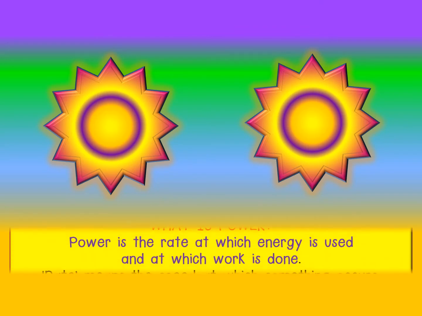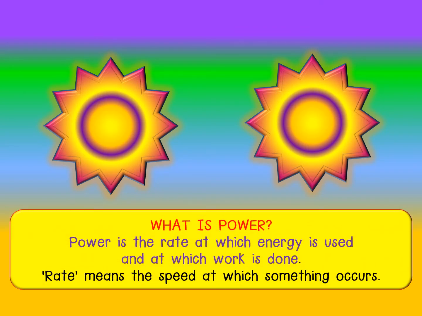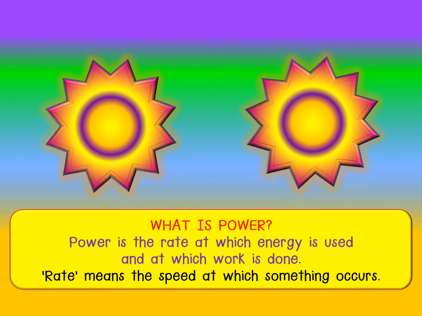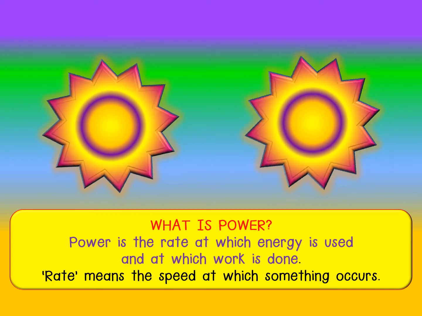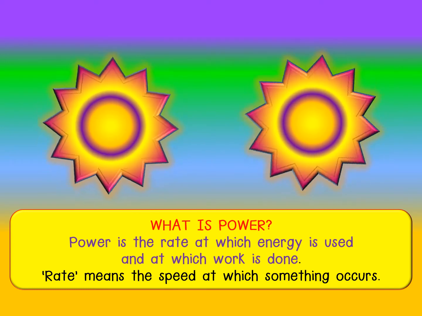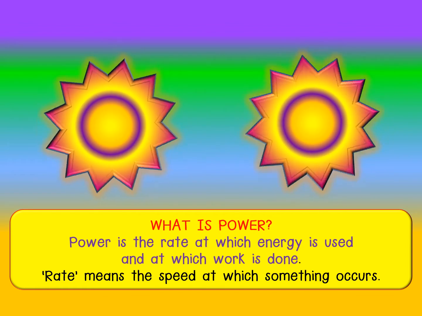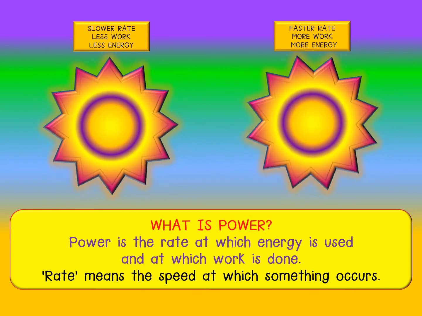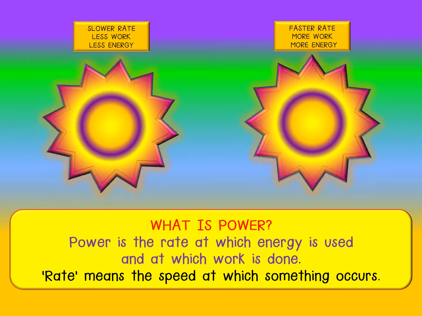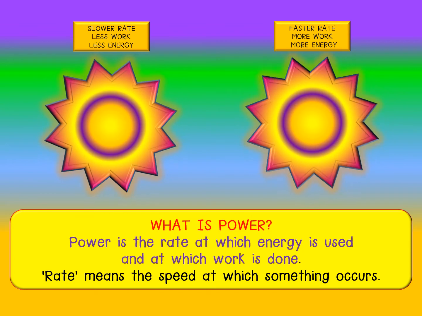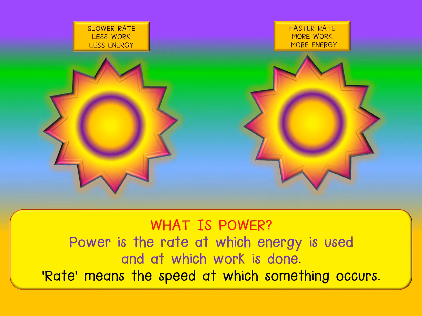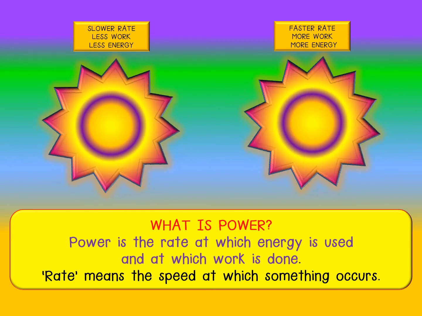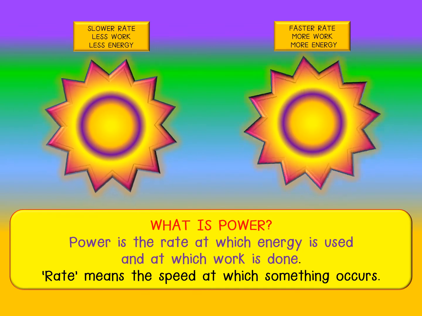People often think that energy is the same as power. This is not true. Power is defined as the rate at which work is done. These wheels are rotating at different speeds. The wheel on the left is moving more slowly and is therefore doing less work and using less energy. We say that the rate of the work of the left wheel is slower. The wheel on the right is moving quickly and is therefore doing more work and using more energy. We say that the rate of the work of the right wheel is faster.